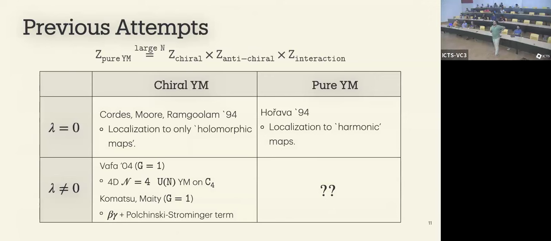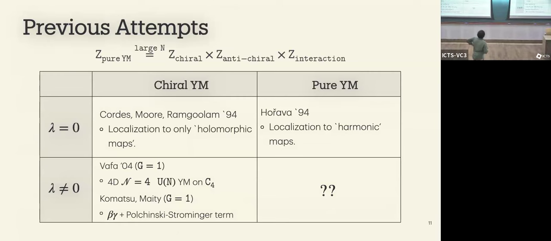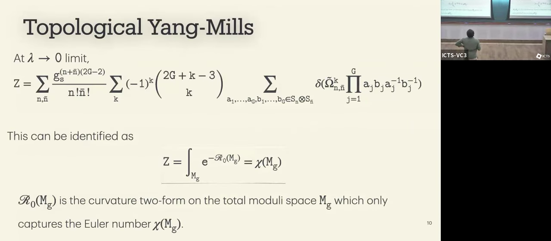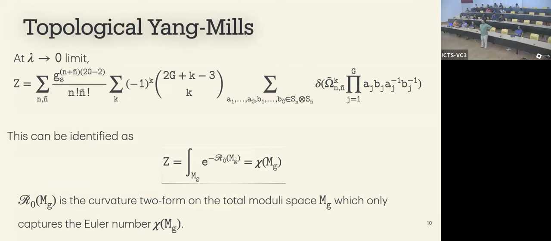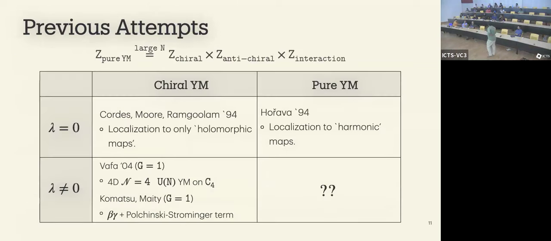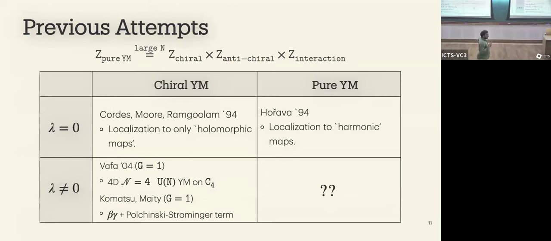So the previous attempts to solve this problem are the following. What exactly is the problem you are trying to solve? The problem is to write down a string action which will give these numbers correctly for the correct genus surfaces with the correct positions.